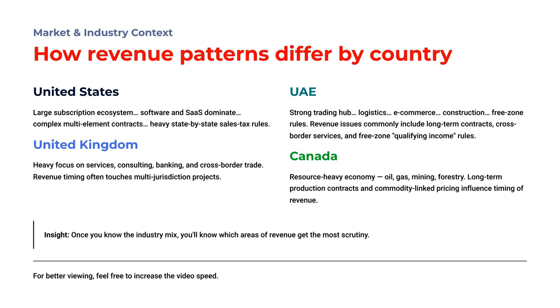United States. Large subscription ecosystem. Software and SaaS dominate. Complex multi-element contracts. Heavy state-by-state sales tax rules. United Kingdom. Heavy focus on services, consulting, banking, and cross-border trade. Revenue timing often touches multi-jurisdiction projects. UAE. Strong trading hub, logistics, e-commerce, construction, free zone rules. Revenue issues commonly include long-term contracts, cross-border services, and free zone qualifying income rules.